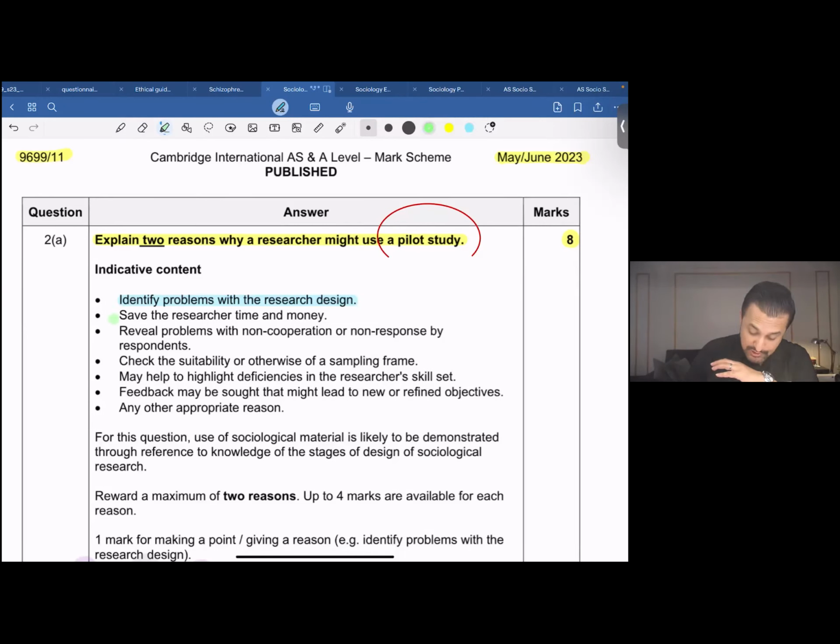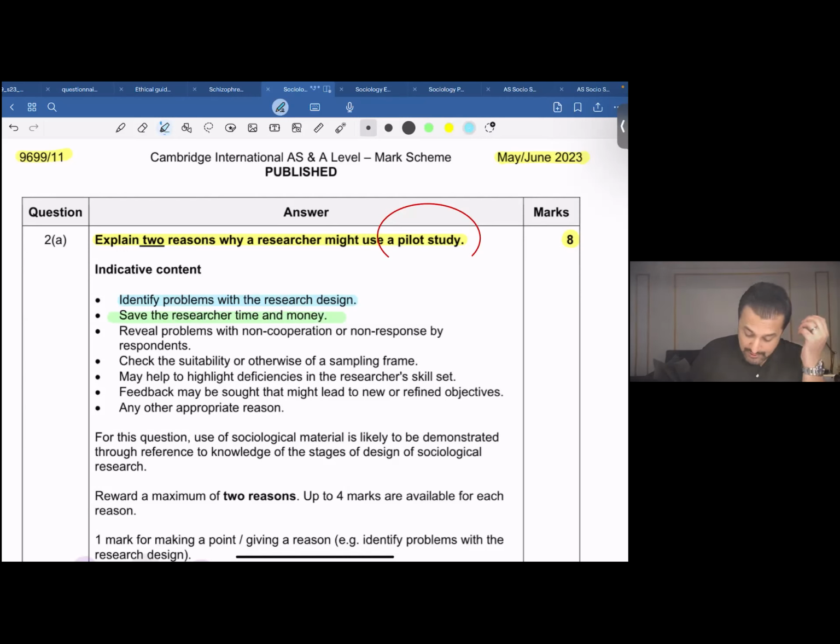Another advantage, this saves the researcher a lot of time and money. Of course, you check if the idea or the research design that you have in your mind works or does not work. It would help you save time. It would help you save money as a researcher. Of course, you wouldn't want to conduct the actual research and waste a lot of money if things aren't the way you want them to be.